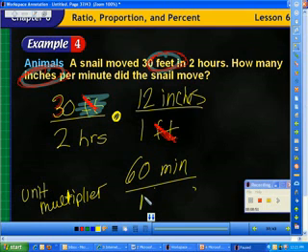Exactly. 60 minutes are equal to 1 hour. Because technically, I'm dividing two equal amounts by each other. Now, this is a big old jacked up, souped up 1, but it's still technically a 1. It's just a big fancy way of writing it.